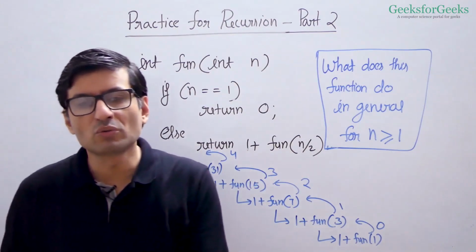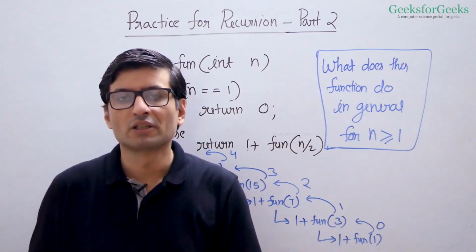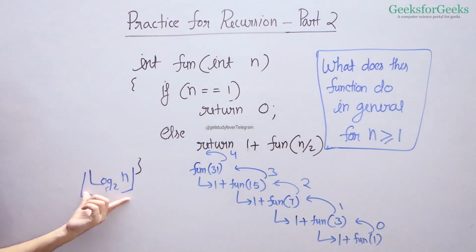For fun 32 you will get 5, right? Because you will get straight away division by 2 everywhere. So this is the functionality of this function. It returns floor of log of n to the base 2.